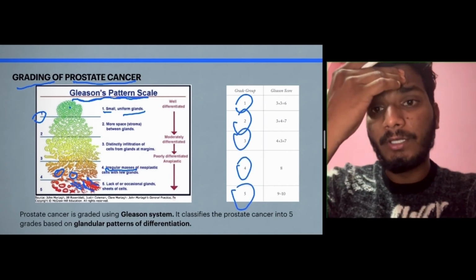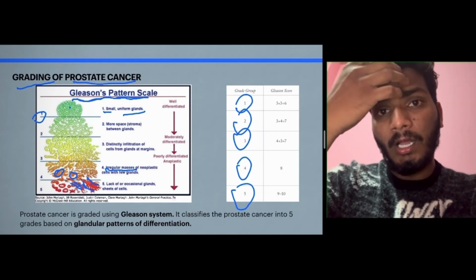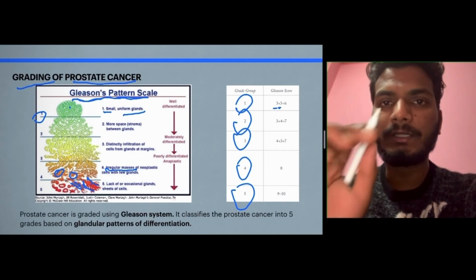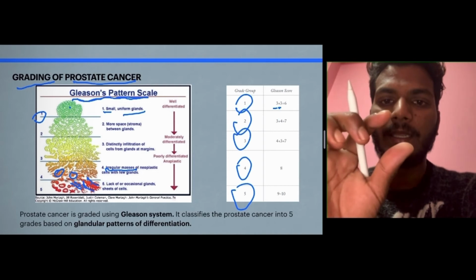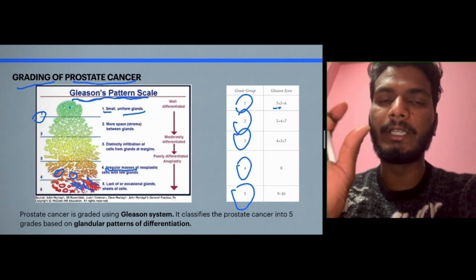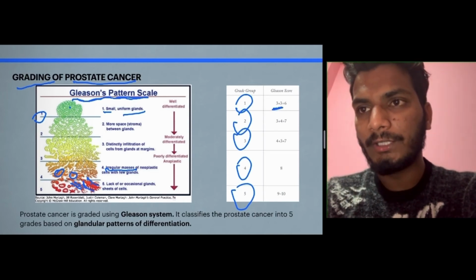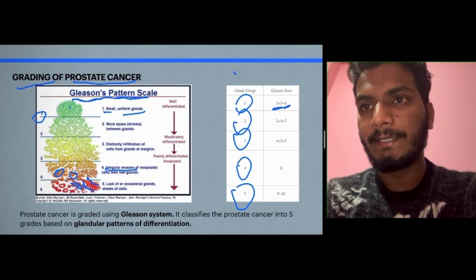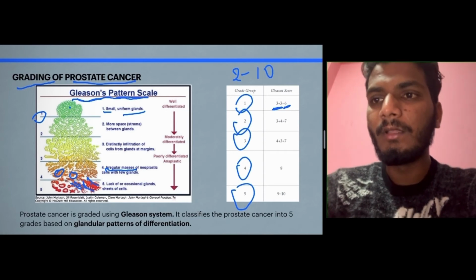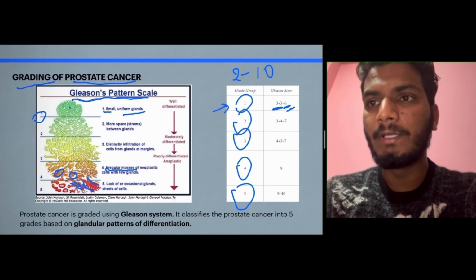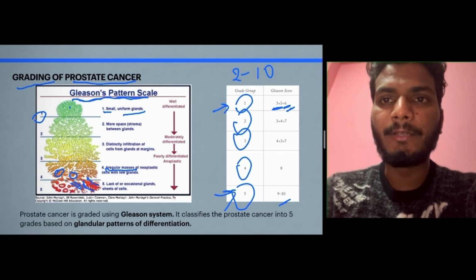And the Gleason score, how it is done: there are five groups we already have discussed. And how we do Gleason scoring is we take two scores. These two scores mean we see one part of the slide and give it a score, then we see another part of the same slide and we give it a score, and then we add those scores, and we get a total score. So the Gleason score ranges from 2 to 10. So 6 means this comes in the first group, and 10 comes in the fifth. So this is the Gleason pattern scale.